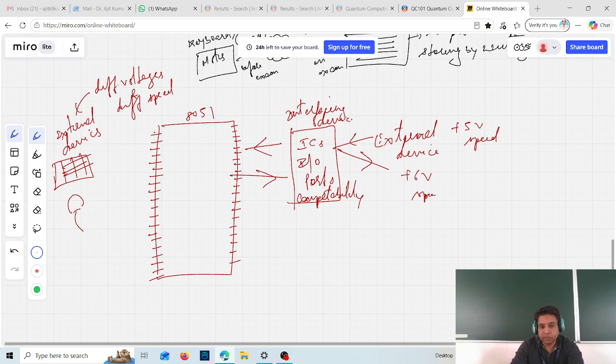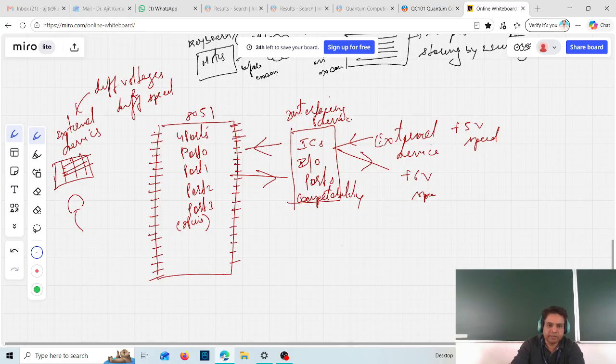Now, this was the case with the microprocessor. In the microcontroller, this IC is already there, inside the 8051 microcontroller. You don't need the external IC. There are a total of 4 ports in the 8051 microcontroller: port 0, port 1, port 2, and port 3. Each of these ports has 8 pins.